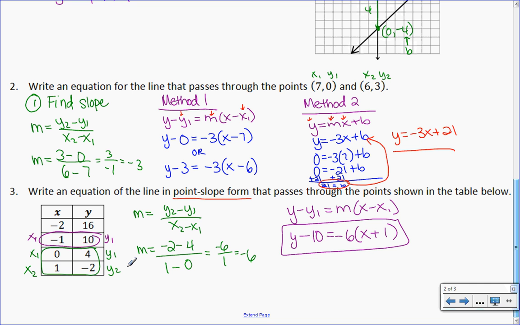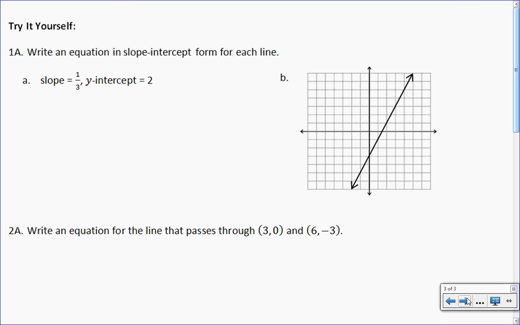Okay, on the next page, there are some problems for you to try yourself. And these might take a little while simply because this is a very new concept. This is something that we really haven't done before. So please take your time.